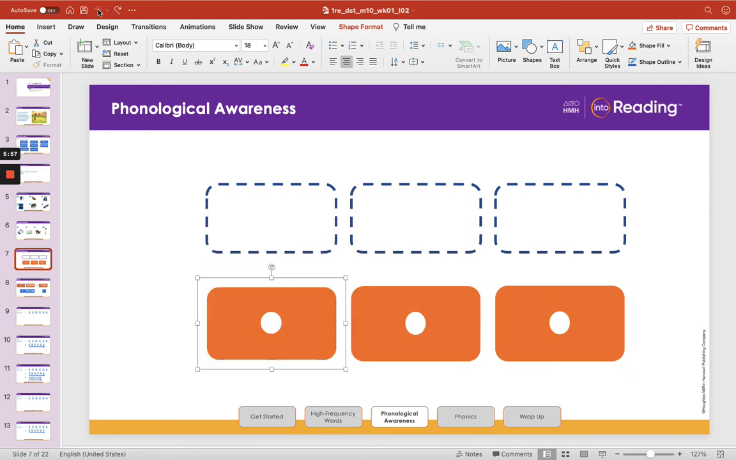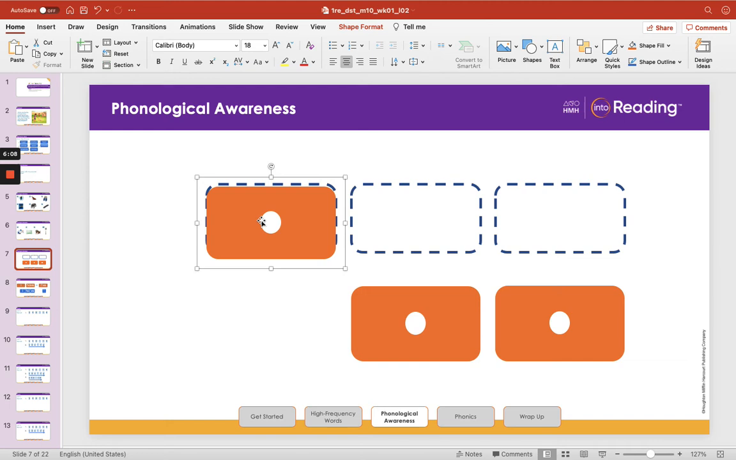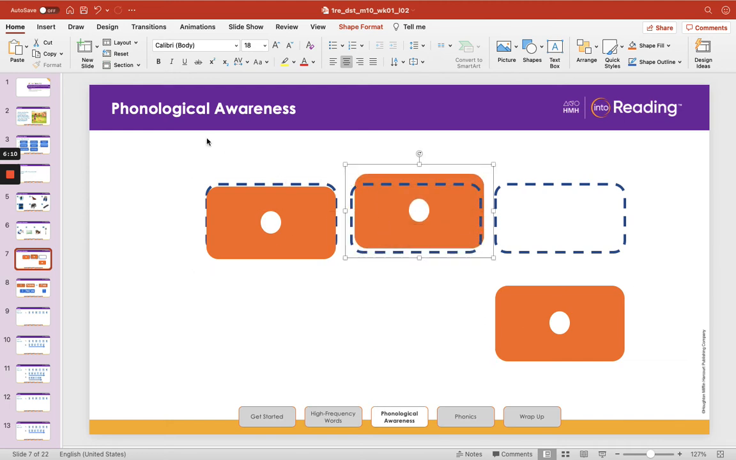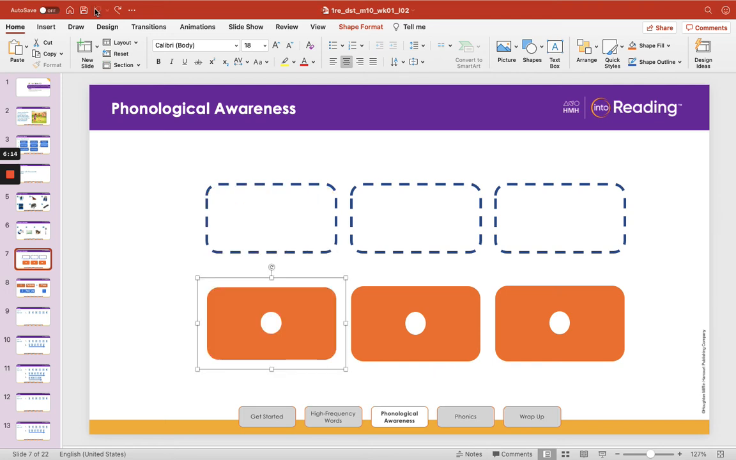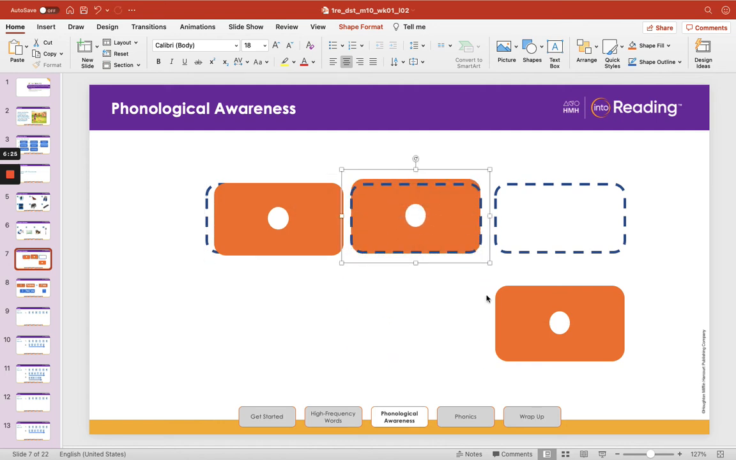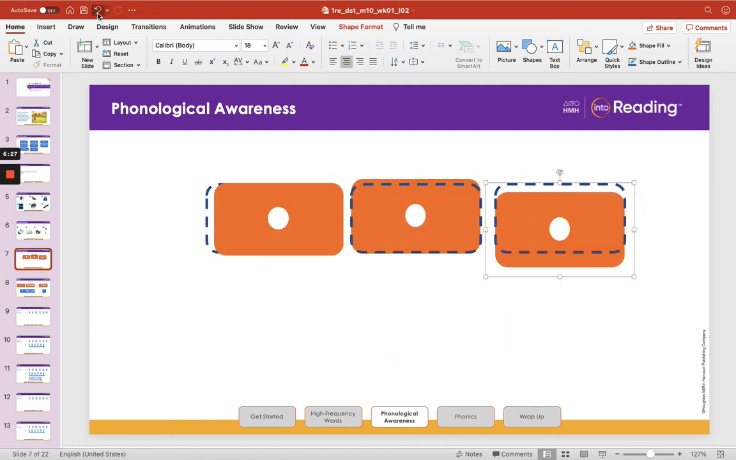And the word resist. How many syllables is the word resist? Resist. That's a two-syllable word. Resist. What about resisting? How many syllables is that? Resisting. That's a three-syllable word. Good job.